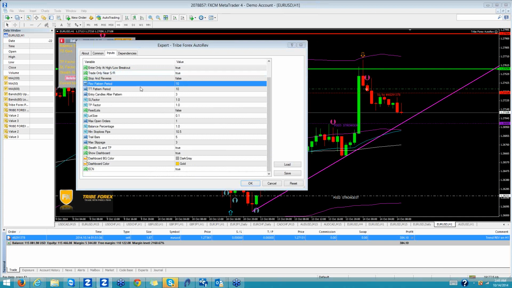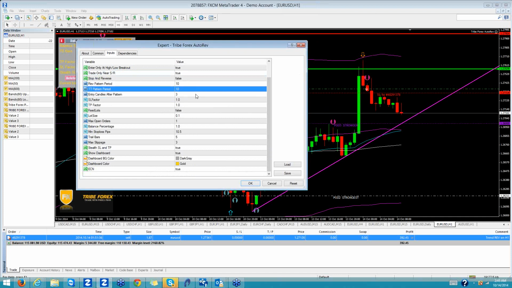So reversal pattern we have set at 10. Basically we're looking for this reversal candle to be the highest high of the previous 10 bars. Really simple. Entry candle after pattern: if we had this reversal candle, and 3 bars formed after it, and we still didn't have a break of the low that would initiate our trade, we would consider that the market's real intention was not to take a sell, and we would invalidate that reversal candle. It would no longer be valid.